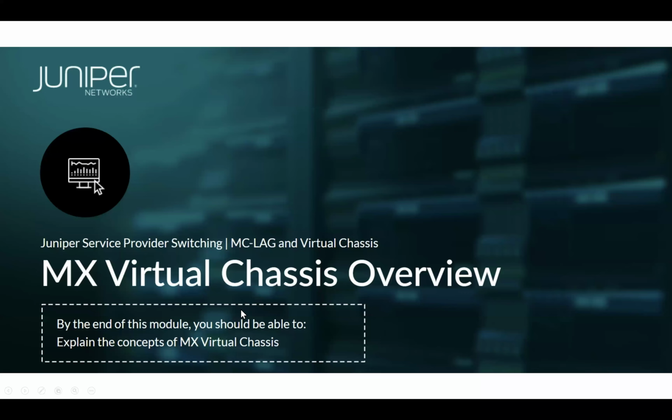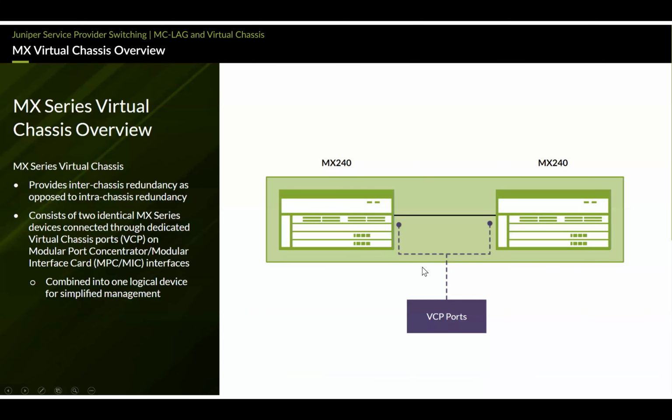And the next topic is MX virtual chassis. Consider here two physical routers, an MX240 and another MX240. They are communicating with VCP ports, virtual chassis ports. Okay, so see here, MX series virtual chassis provides inter-chassis redundancy as opposed to intra-chassis redundancy. That means you can set redundancy between two MX devices through VCP.